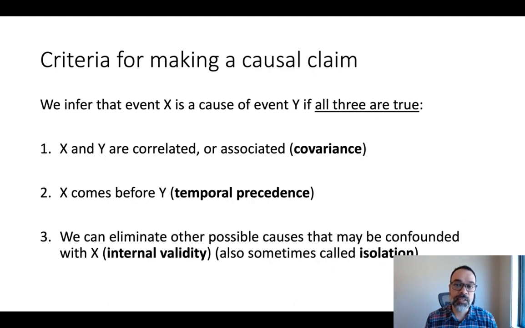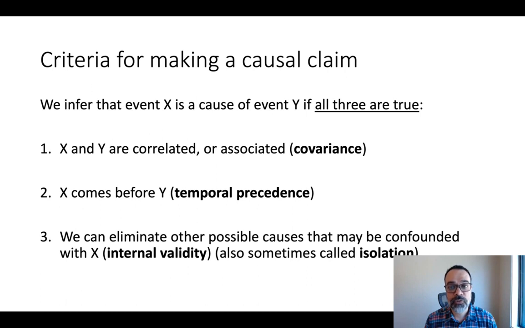Now, in order to decide whether a causal claim is valid or not, there are three criteria that we typically look at to see in the evidence that someone's presenting, are these true? And if all three of these are true at the same time, then we can safely infer that a causal claim is supported by the data. But it has to be all three at the same time. It can't be showing them in different studies. It can't be just showing one or two of them.